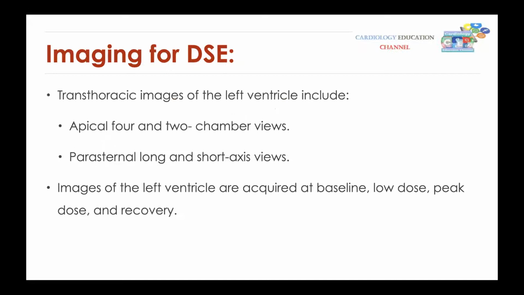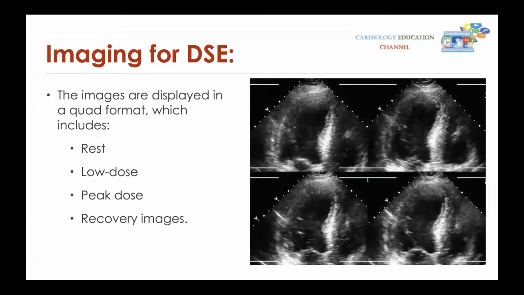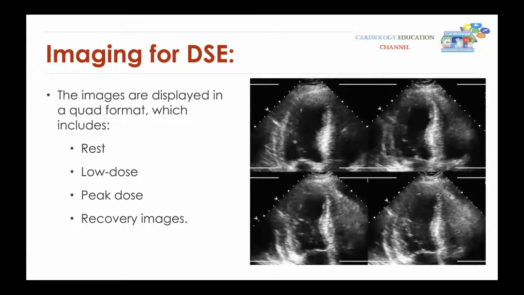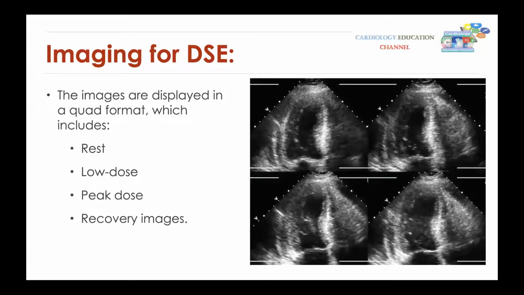So how could you image a patient if you are planning to use low-dose dobutamine echocardiography? You are using the classic views of the standard echocardiography. You're using the transthoracic images of the left ventricle from the apical 4 chamber, apical 2 chamber, the parasternal long, and the parasternal short axis. Images of the left ventricle are acquired at 4 stages: the baseline, at low dose, the peak dose, and in recovery. And you are getting an image similar to what you are seeing on the right side. The images are displayed in the rest, the low dose, the peak dose, and the recovery images.